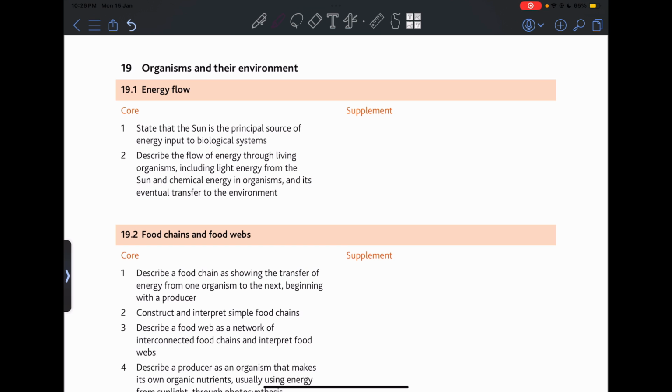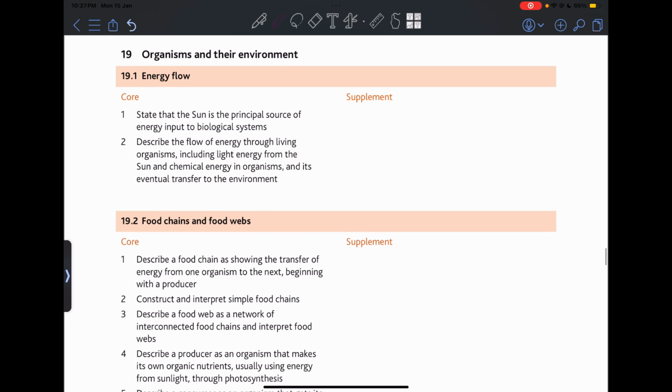Chapter 19, organisms and their environment. This is chapter 19 out of 21. There's only 3 chapters left, and I think this chapter is overlooked by a lot of students. I don't know why, but you have to focus on all chapters. Just because the chapter is at the end doesn't mean that you have to overlook it, because it comes in a lot of exams at the end. So you have to make sure to focus and study on all chapters, not just the chapters that you think are important. You have to study everything equally.